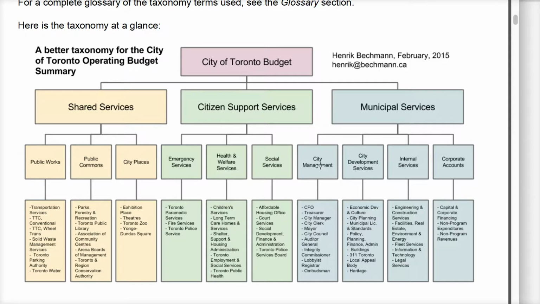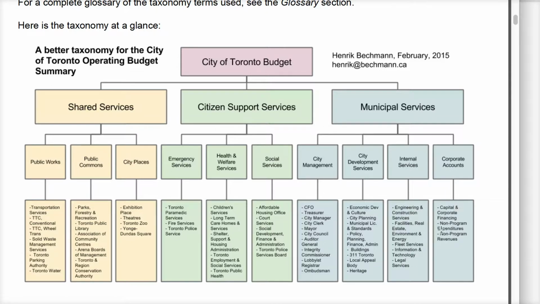The municipal services, or City Hall, breaks down into city management, which are things like the various key offices of the city: the chief financial officer, treasurer, city manager, mayor, city council, things like that. City development services is where people go for planning and for permits and enforcement. Also 311 is in there, local appeal body, heritage, and so forth. So these are the offices that are responsible for controlling the forward motion and development in the city. There's a large category called internal services, which is what it sounds like, internal services for city departments: facilities, fleet management, engineering, construction, information technology, legal services, and so on.